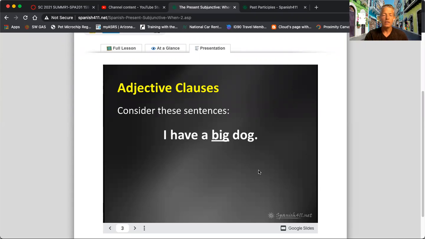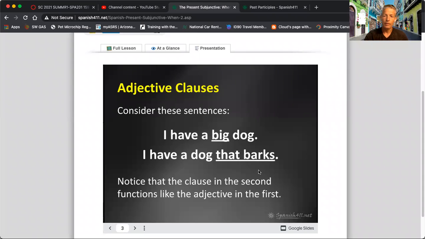Consider these sentences. I have a big dog. I have a dog that barks. Notice that the clause in the second one functions like an adjective in the first. The first sentence is a simple sentence. The second sentence is a more complex sentence. It has two verbs in it: I have, and it barks. The sentence is divided by the word that, which is a conjunction.